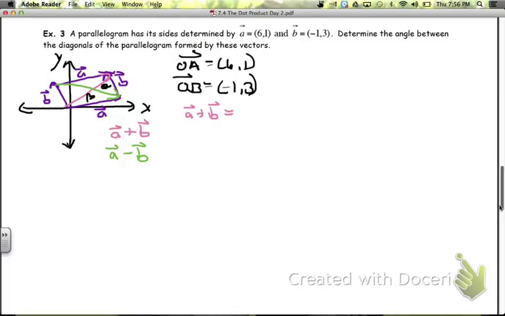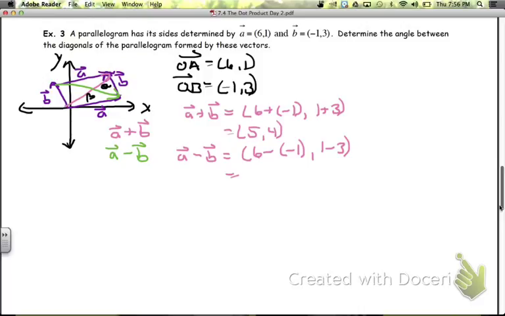So when we're doing A plus B, we just add our coordinates. So we have 6 plus negative 1 and 1 plus 3, which is equal to (5, 4). And A minus B is equal to 6 minus negative 1 and 1 minus 3, which will be equal to (7, -2). I should have done that one in green, but that's just our A minus B. And then from there, we want to find also our magnitudes, because we know to use our cos theta formula, we need to know both our vectors and the magnitudes of those vectors.